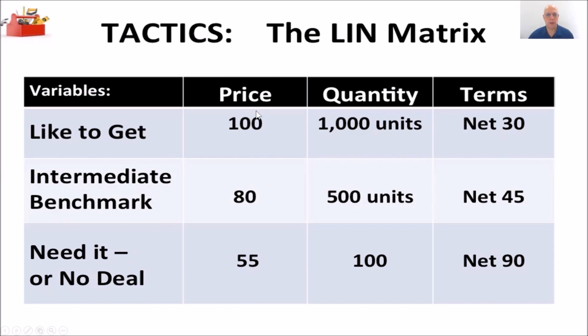So you can see, because like is higher than need, we are the seller in this. Quantity is what you would like to sell, and the terms are what you would like to get. So you would like from him a high price, a high quantity, and favorable terms. He is going to have a LIN matrix that looks pretty much the inverse.